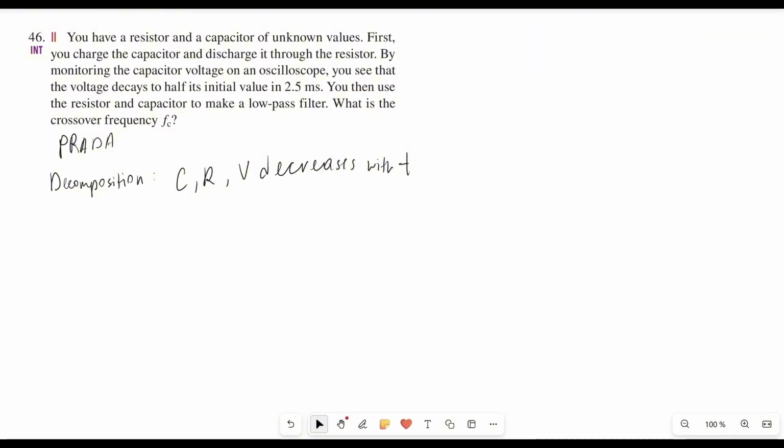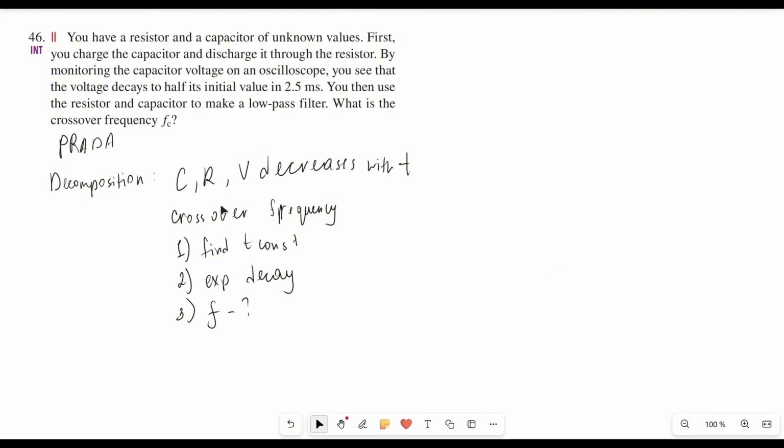Yeah, we need to find the crossover frequency. The decomposition helps us understand what we have and what we need to find. The steps: the first step is to find the time constant. The second step is to use exponential decay. The third is to find the frequency.